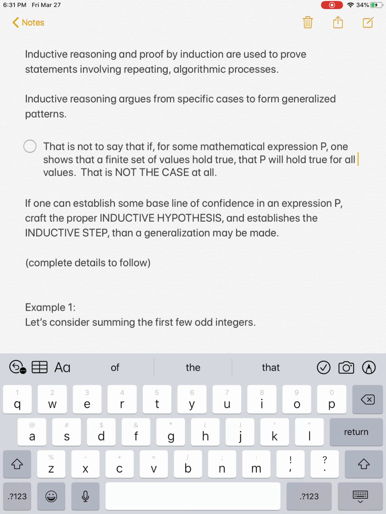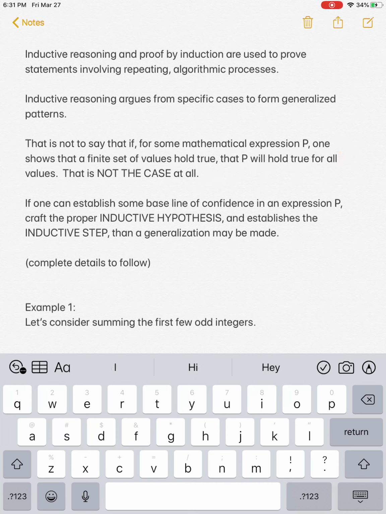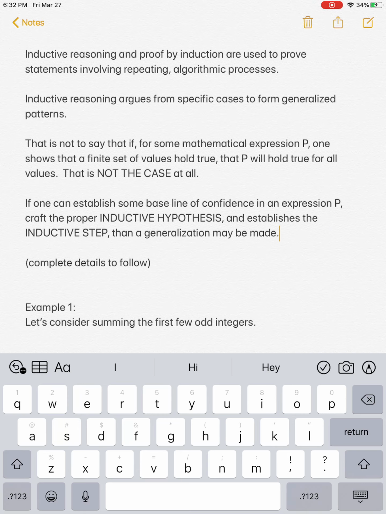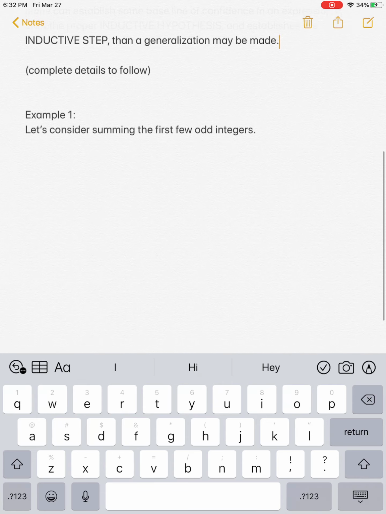Now, that's not to say that for some mathematical expression p, if one shows that a finite set of values holds true, that p will hold true for all cases. That's not the case at all. That's not necessarily true. If, however, one can establish some baseline of confidence in an expression p, craft the proper inductive hypothesis, and establish the inductive step, then a generalization can be made. Now, complete details on this will follow. We'll get to that. This is just an overview. However, let's begin with an example.